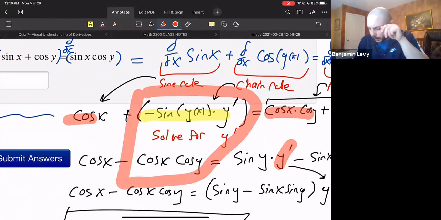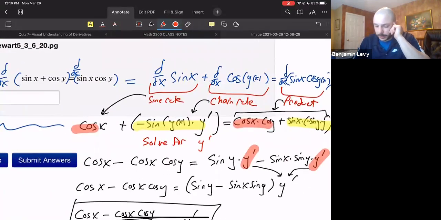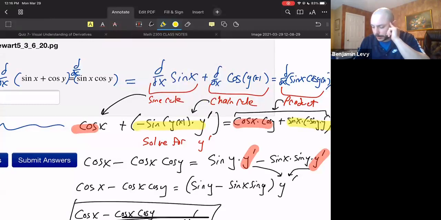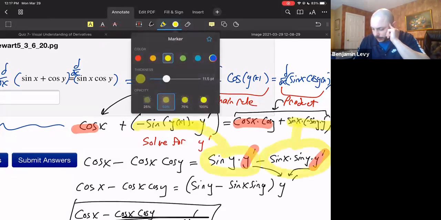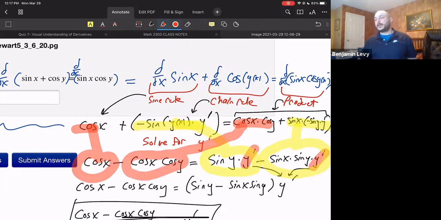So I grouped the things that were together. So the things that are highlighted in yellow ended up on the same side, and the things that are highlighted in red ended up on the same side. So this went right here. This is right here. And then this is right here. This is right here. And I did that because I'm trying to get the y primes on the same side and things that don't have a y prime on the other side.